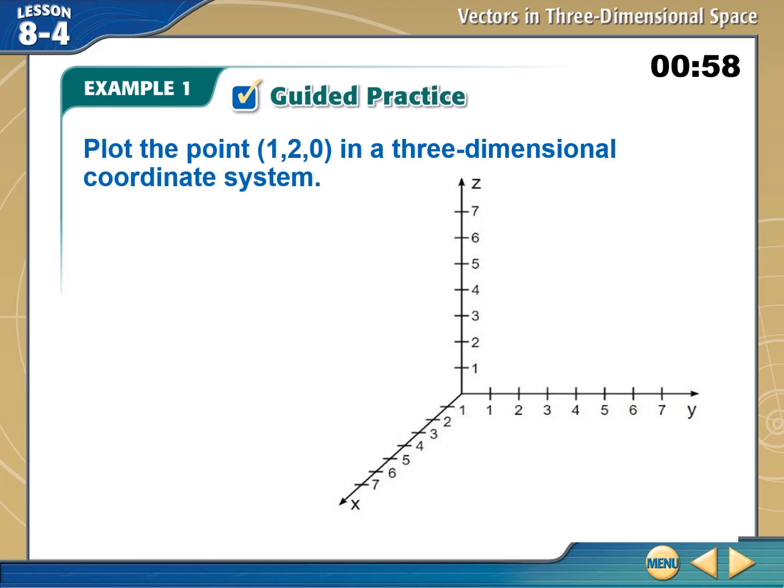Now try to understand how to plot the point 1, 2, 0 in a three-dimensional coordinate system. It means that one of the coordinates is 0, and you only have to deal with the x and y coordinates. You have the x coordinate, you have the y coordinate, whereas the z coordinate is 0. So only focus on x and y. The x coordinate is 1, so over here I have the point 1 on the x-axis.